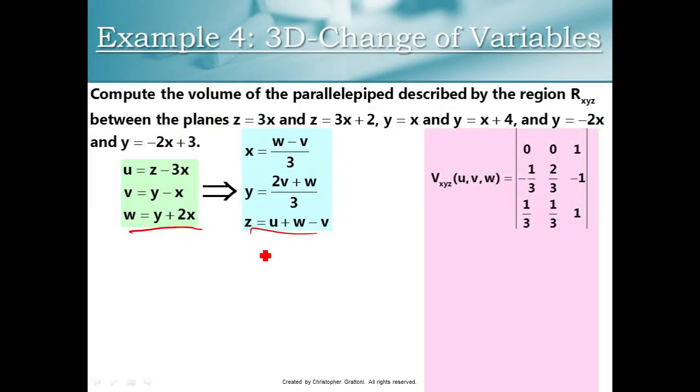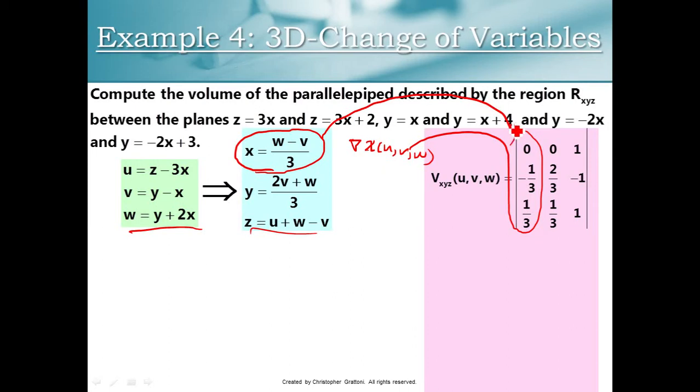To compute your Jacobian determinant, you just follow the same sort of procedure as before. I'm not going to do all of these entries, but remember that this first column is the gradient of x as a function of u, v, and w. So if you look at the x-coordinate of your transformation, this first entry is the partial derivative of (w minus v) over 3 with respect to u. Well, there's no u's in this thing. So the partial derivative of (w minus v) over 3 with respect to u, of course, is 0.